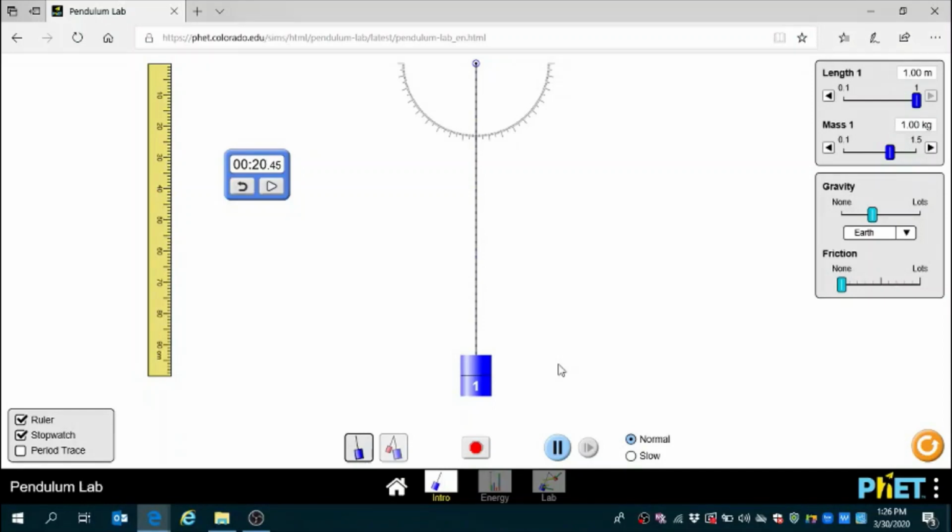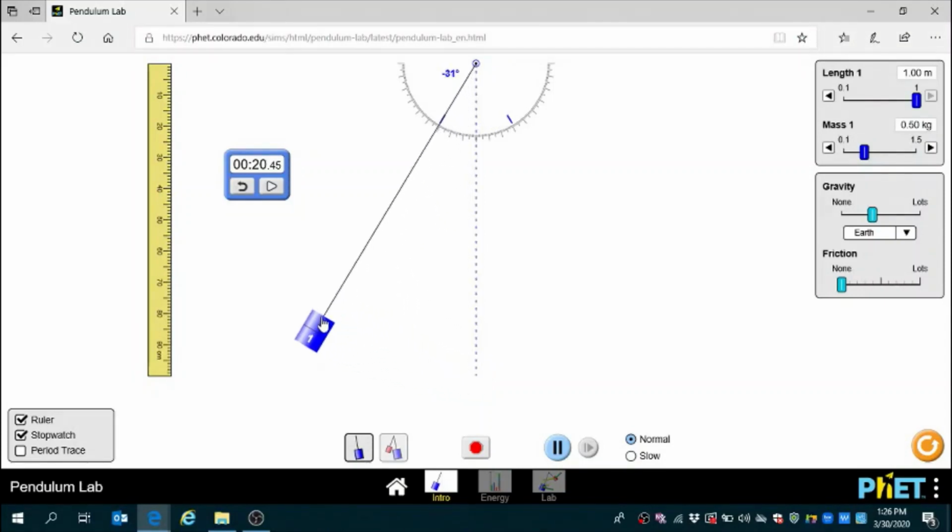Question number 2. How does changing the mass affect the period? So we already know that this is a 2-second pendulum, so we'll stick with the same length there. Let's see if we change the mass, how that would affect it. Right now we have 1 kilogram of mass. Let's make it a substantially different amount of mass, say 0.5 kilograms, and see what happens to the period.